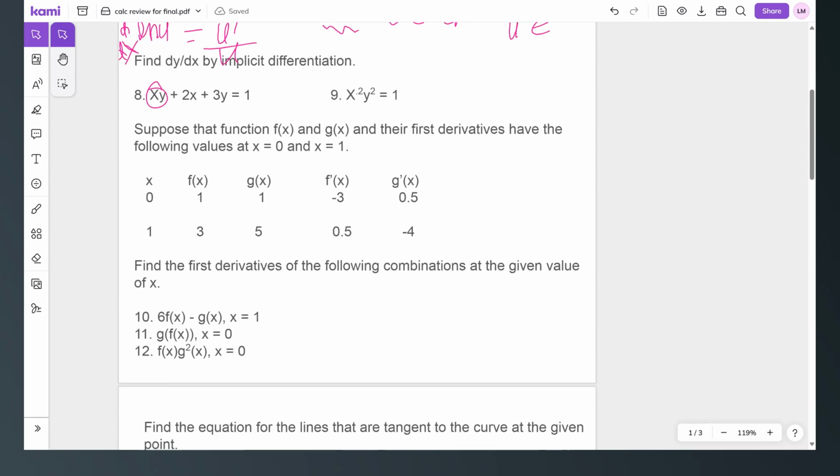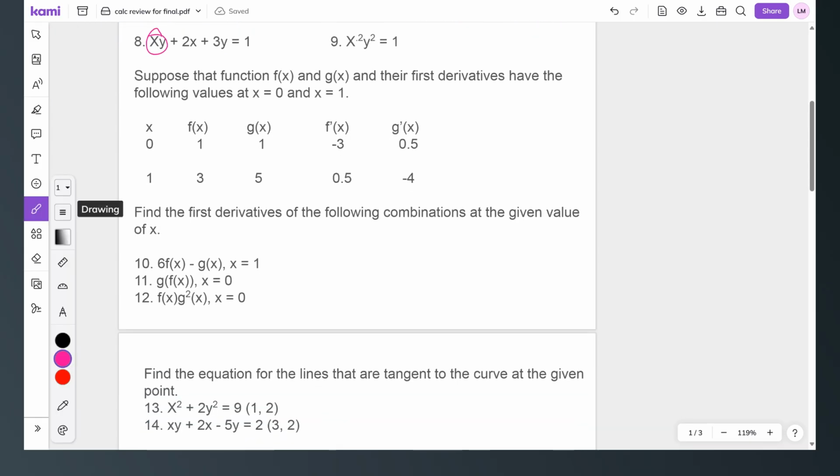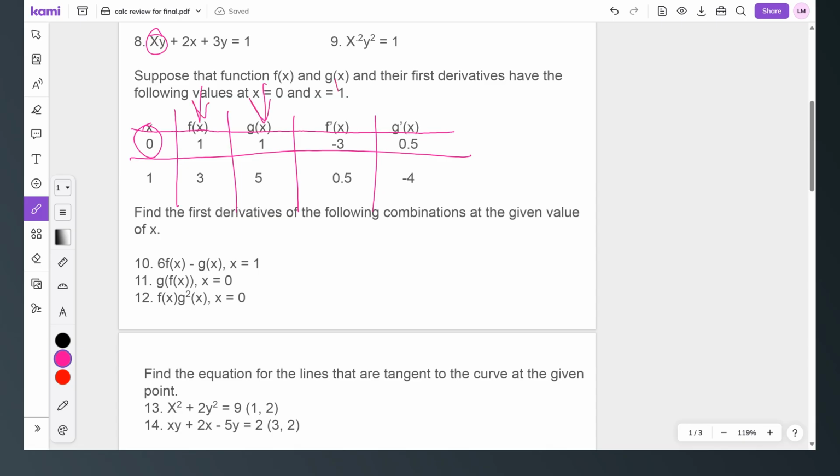All right, so this table, so you can kind of think about it like this, and they're giving you, draw this line right here, they're giving you values. So when x is 0, this is the value of my f function, my g function, my derivative of f, and my derivative of g. So when you do 10, 11, and 12, you follow the rules for derivatives and then plug things in. So for example, number 12 is product rule and power rule. So I'm going to do first times derivative of the second plus second times derivative of the first on that one, and then plug in the values and evaluate off the table.